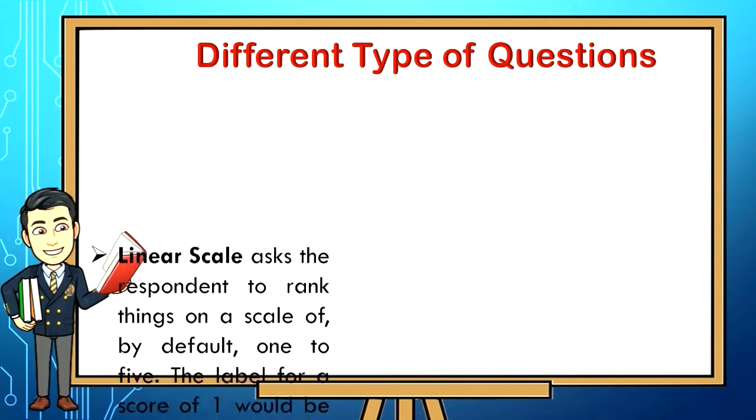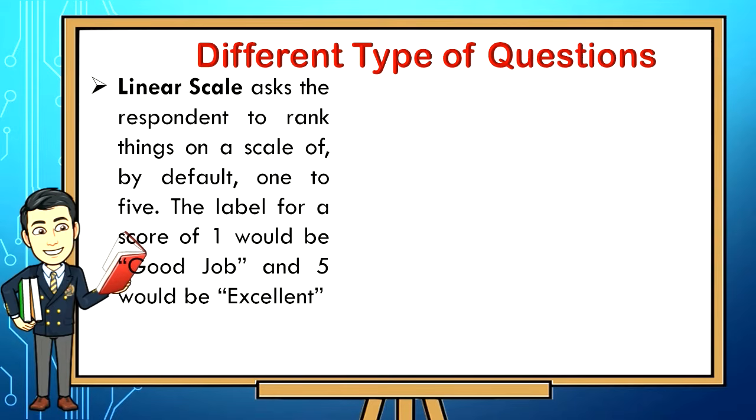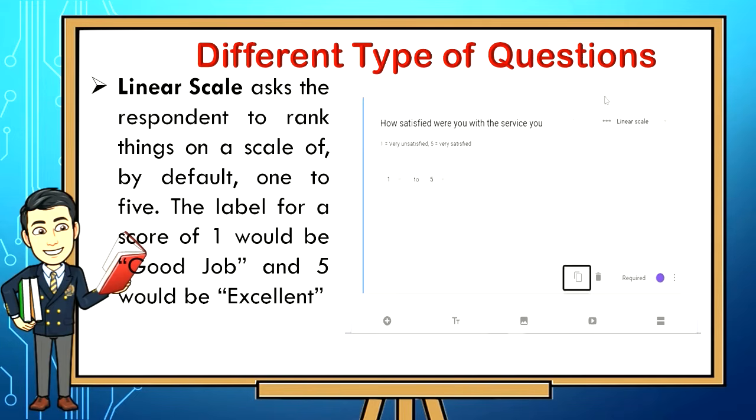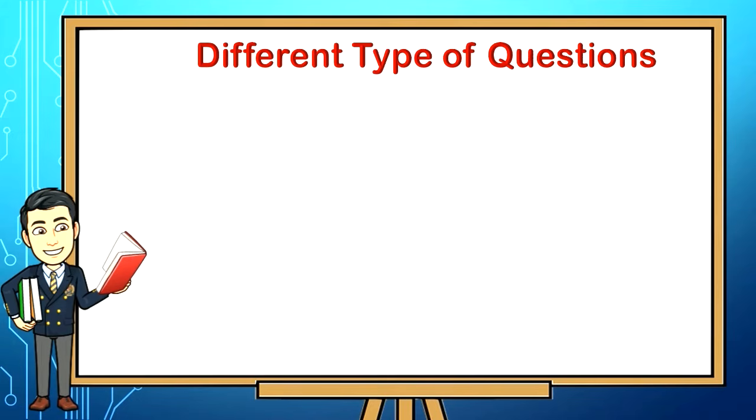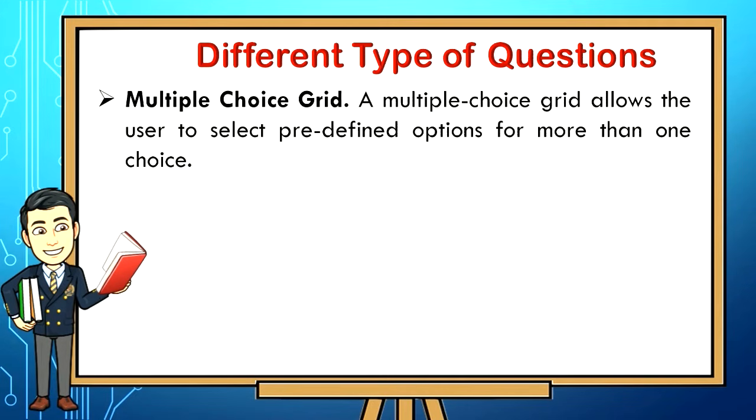6. Linear scale asks the respondent to rank things on a scale of, by default, 1 to 5. The label for a score of 1 would be good job and 5 would be excellent. 7. Multiple choice grid. A multiple choice grid allows the user to select predefined options for more than one choice.